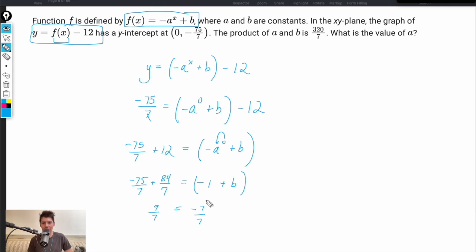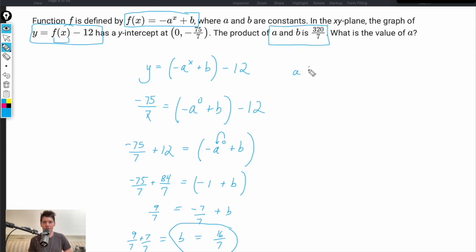Negative 7 sevenths is a common denominator version of negative 1, so that when we add it over on the other side, we'll get 9 sevenths plus 7 sevenths equals b. And that means that b equals 16 sevenths. Okay, right, that was just 9 plus 7. Now look, we have enough information now to do what we gotta do.